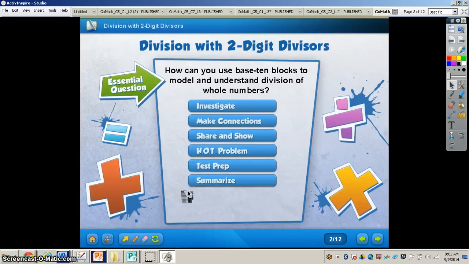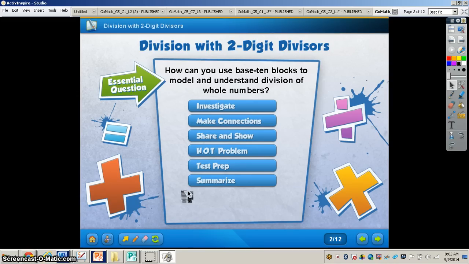In this video, we're going to be taking a look at division with two-digit divisors. Now, you will need your Go Math book out, your math journal, and a pencil. Now, the essential question I want you to write down in your math journal is: how can you use base 10 blocks to model and understand division of whole numbers?